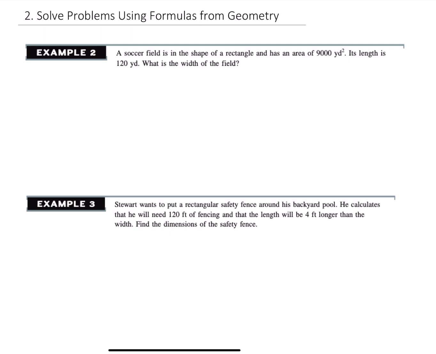This next section is on solving a few more problems using formulas from geometry. Let's look at the first example. It says a soccer field in the shape of a rectangle has an area of 9,000 yards squared. So that's the area. Its length is 120 yards. And it's asking us, what is the width of the field?